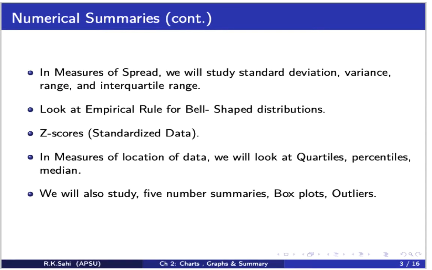basically how far off the data set or the range of values are going about. We're going to look at standard deviation, variance, range, interquartile range. Look at the famous empirical rule for bell-shaped distributions, z-scores, that is standardizing a data set. And in measures of location, we're going to look at quartiles, percentiles, and median. And finally, we would look at the 5-number summaries, box plots, and outliers. So let's begin with measures of the center of data.